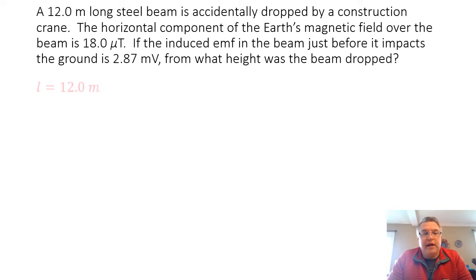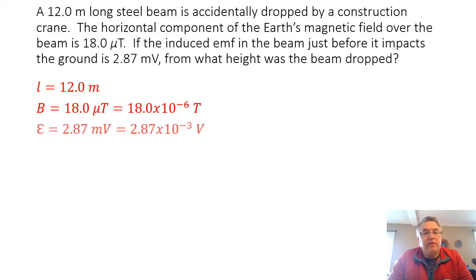All right, let's take a look and see what we are given here. We are given the length of the beam, which is 12.0 meters. I am given the magnitude of the Earth's magnetic field, which is 18.0 microteslas. When I convert that to teslas, I will have 18.0 times 10 to the minus 6 teslas. The induced EMF in the beam just before it hits the ground is 2.87 millivolts, which when converted to volts will give me 2.87 times 10 to the minus 3rd volts. And we are being asked to find out the height that the beam was dropped from.